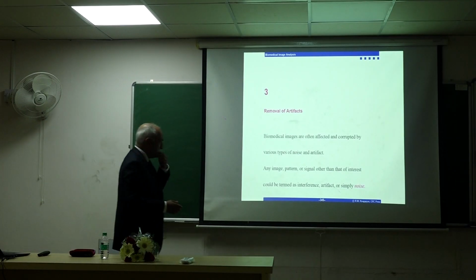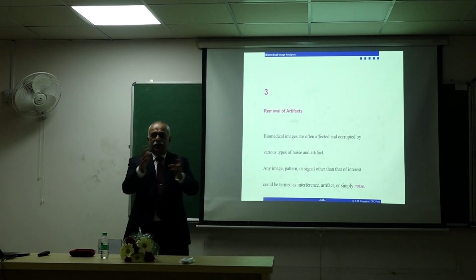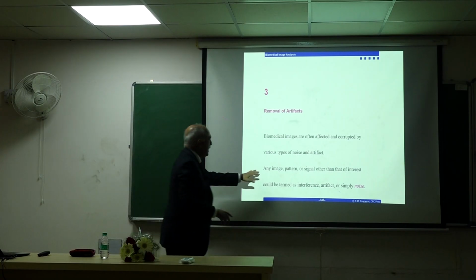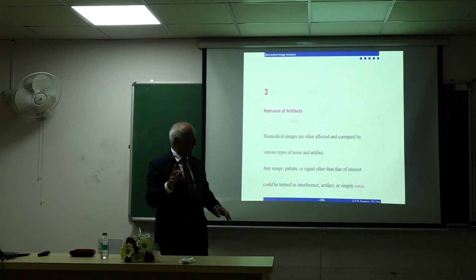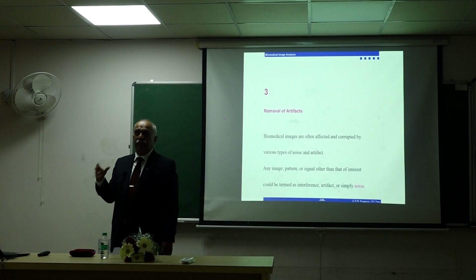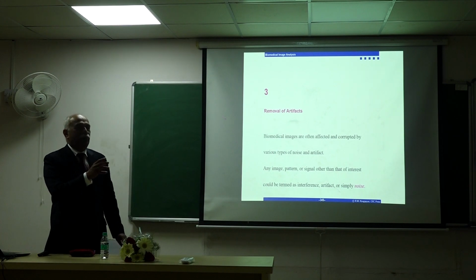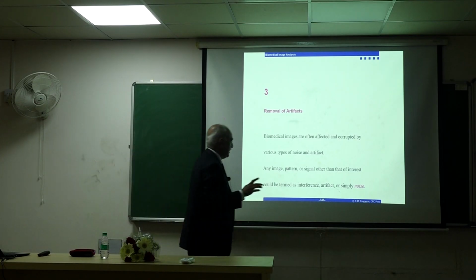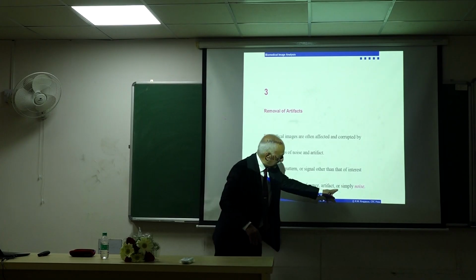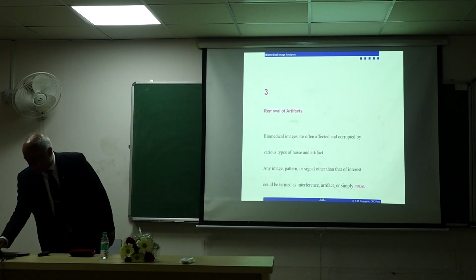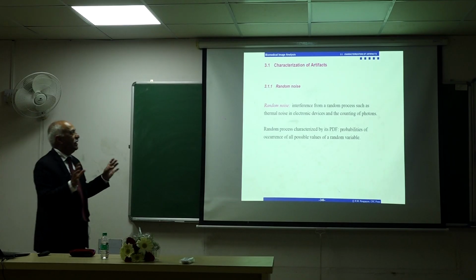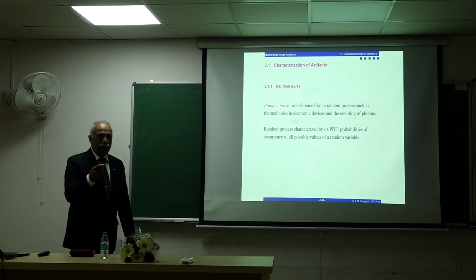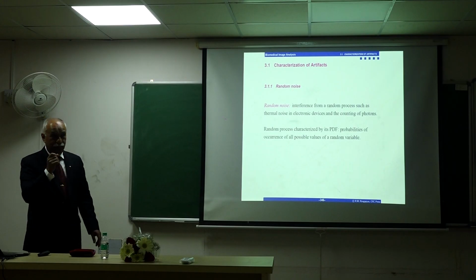What are artifacts? There could be noise, there could be some kind of a pattern that you're not interested in. So basically, any image pattern or signal other than what is of interest could be termed as interference, artifact, or noise. Usually we assume when you say noise that it's random with zero mean and uniform distribution, but not necessarily so always. Anything that you don't want, like that, somebody scribbled there, that's noise. So that's a general view of noise. But there are different types of artifacts. So when you design filters, you need to know what kind of artifact you have and how to remove that.